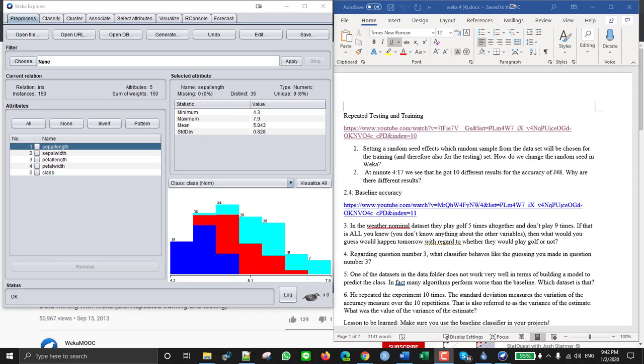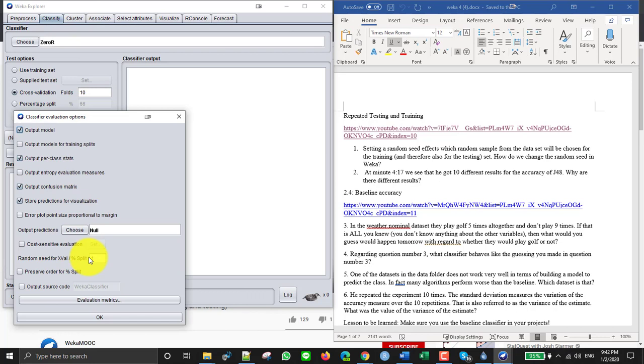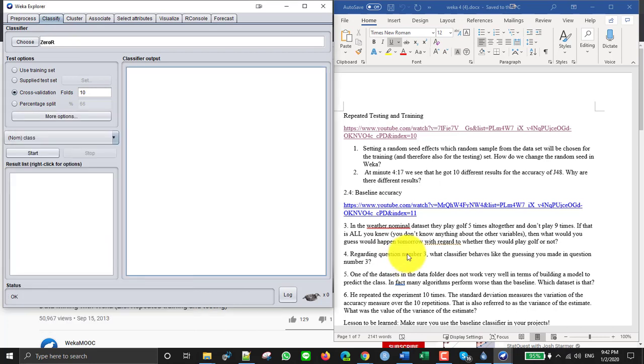Okay, this is Weka week 4, answers to the homework questions. Talks about setting a random seed, which affects which random sample from the data set will be chosen for training. So how do we change the seed? We go to here and here. You can change the seed here.